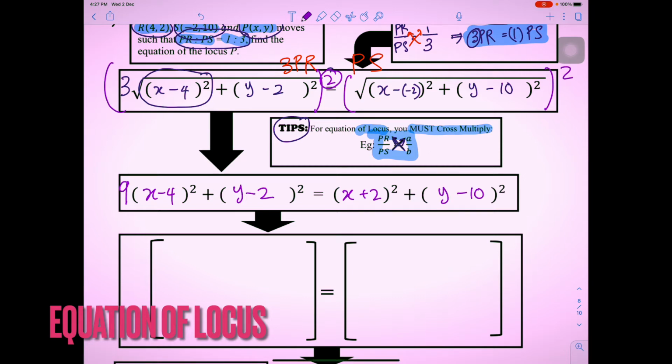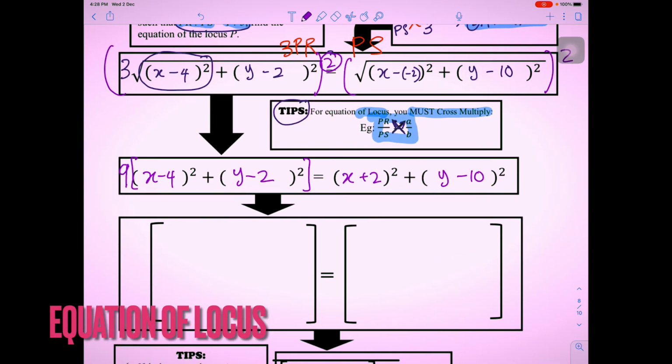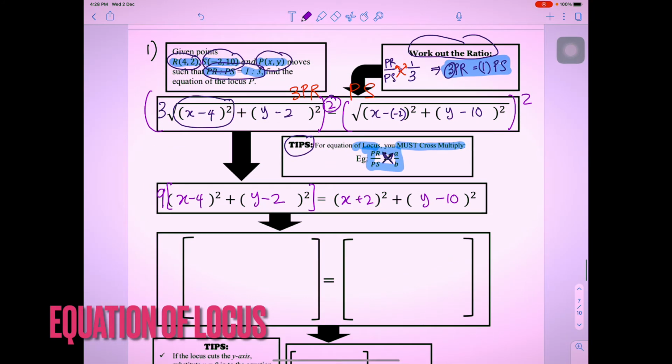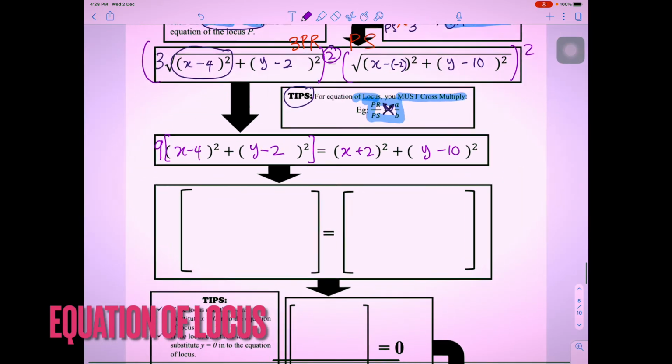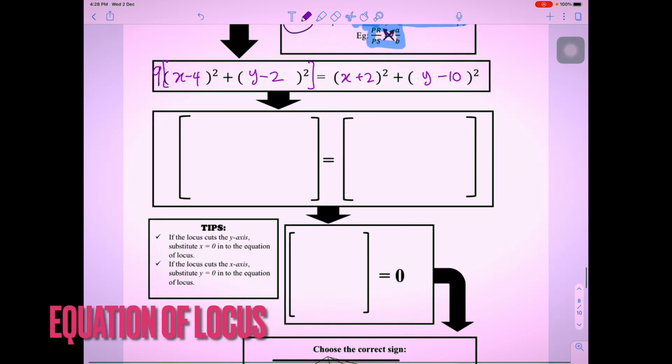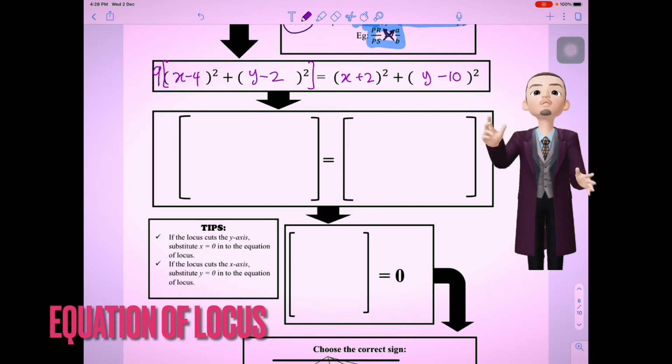On your left hand side, you must write down the big bracket so that we can expand after that. I hope you are clear here. This is the easy method for you to solve, or to find, the equation of locus.